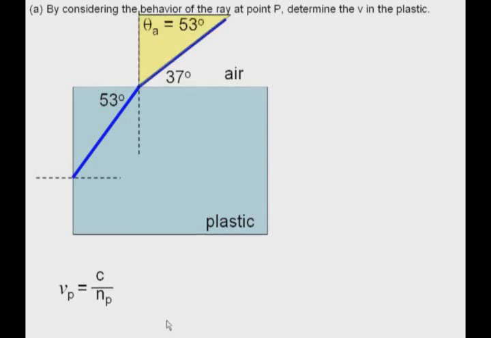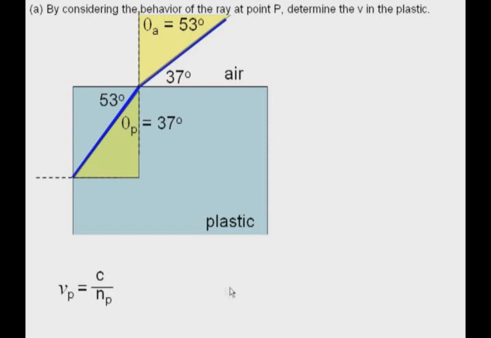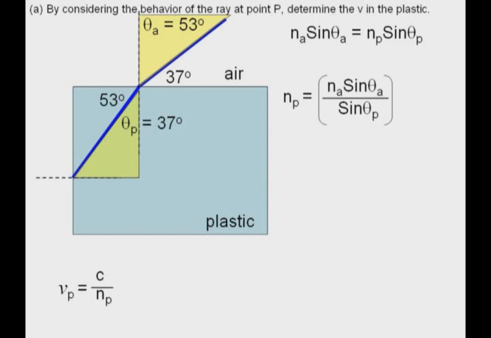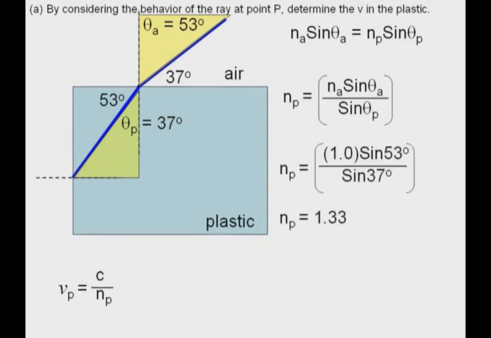That angle is 53 degrees, the angle of incidence for the air. And then we need this angle for the plastic. Those are the two angles we use for Snell's law. In this case, we're looking for the index of refraction for the plastic, so we're going to divide by the sine of the angle in the plastic. So it looks like that. I'll plug in our numbers, and I got 1.33 for the index of refraction.